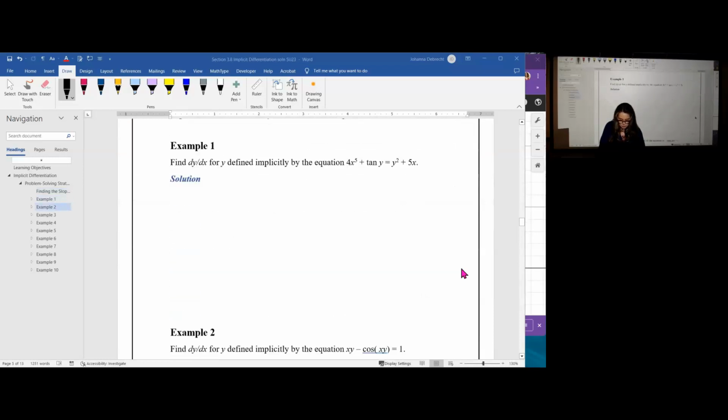Let's now look at example 1. In example 1, we have the equation 4x to the 5th plus tangent of y equals y squared plus 5x. This is an example of one that cannot be solved explicitly for y. This is the only technique to find the derivative of y with respect to x, because the y is both outside and inside a trig function. Remember our steps when we do this. Step number 1 is to take the derivative of both sides.